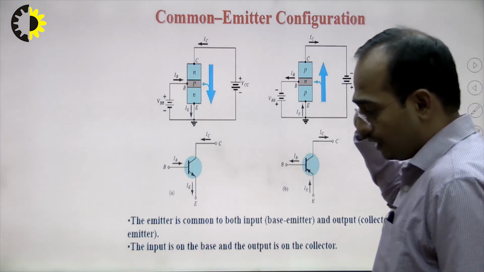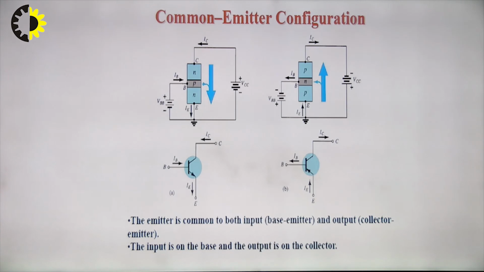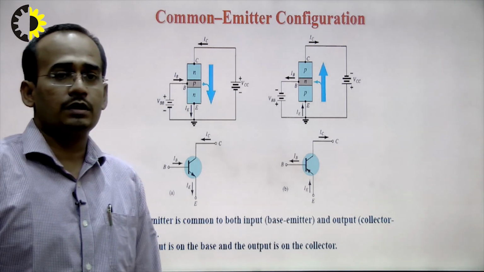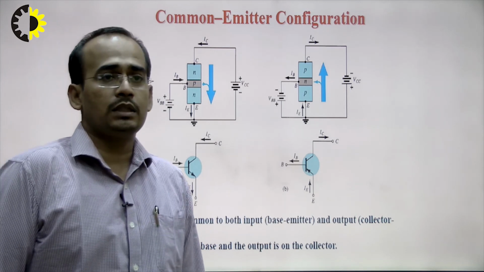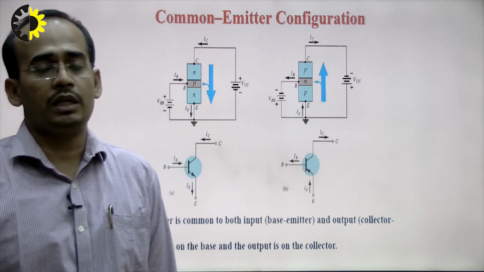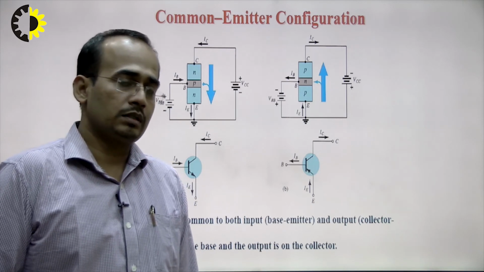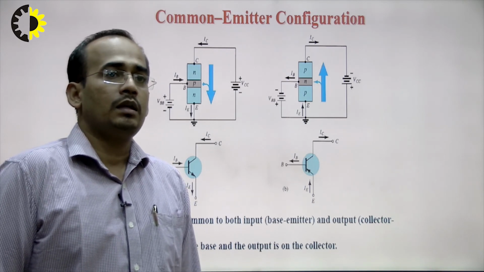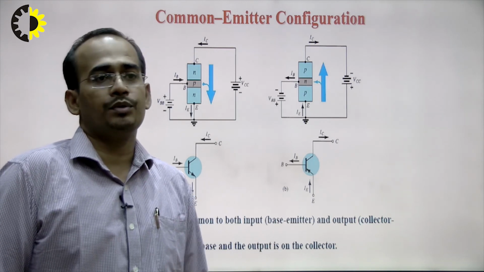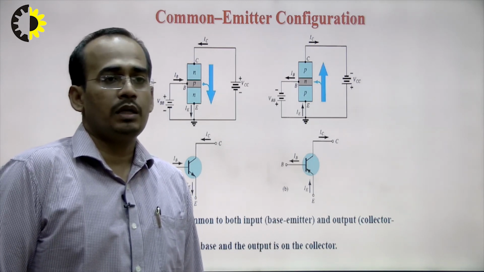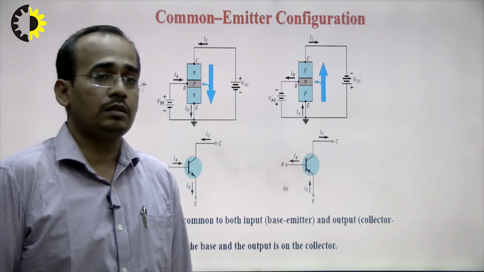So, first of all, how will I make the circuit of the common emitter configuration? As I have discussed, what is the reason for making one terminal common? Because when I am going to use this bipolar junction transistor in any circuit, we require two terminals for input and two for output. So, by making one terminal common, I can use this bipolar junction transistor in any circuit.